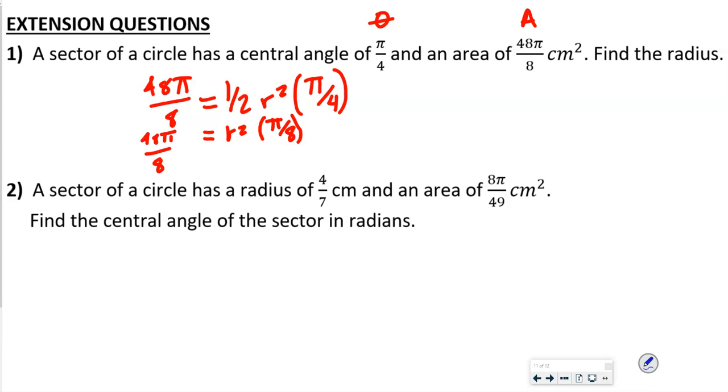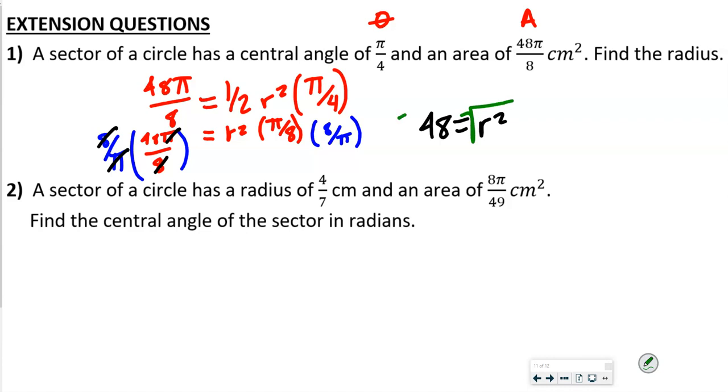Now let's see if we can multiply by the reciprocal here. So that's going to be 8 over pi here, and that's going to be 8 over pi here. Well, that works out nice because the pi cancels out the pi and the 8 cancels out the 8. So 48 is equal to r squared, so then we just take the square root of both sides. So r is equal to 6.93 centimeters, right?